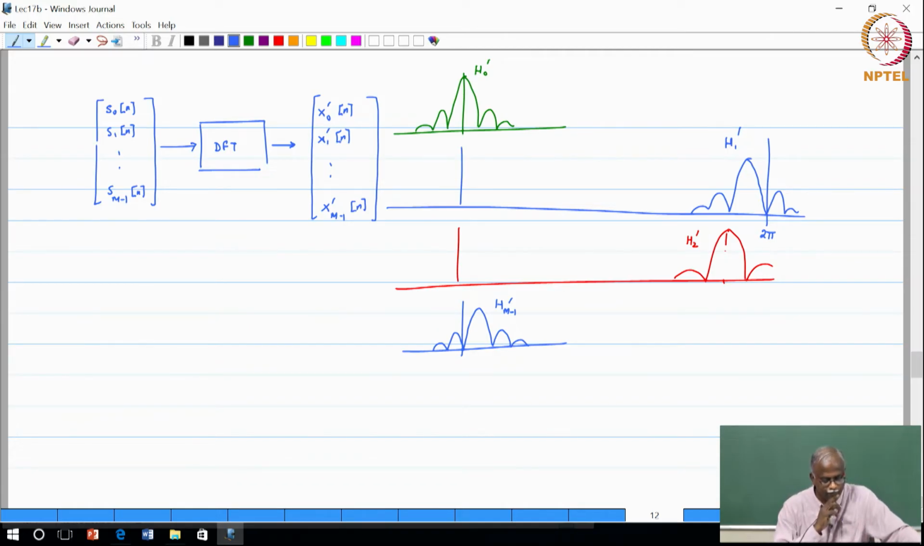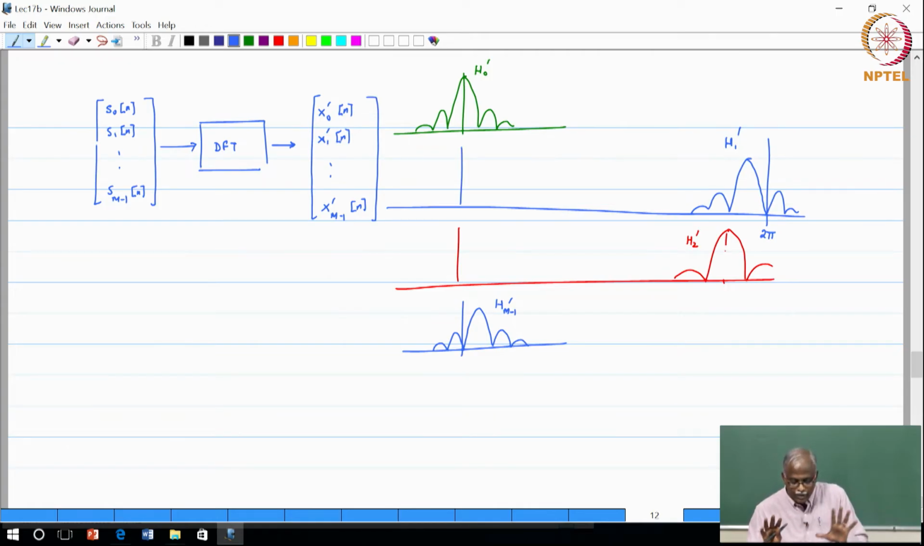Okay. Now, can you give me an interpretation of what happens when you take the DFT of a vector? So, how did you get x naught prime of n? You took the input, passed it through a filter which was basically a comb filter, and then you observed the output, right, and this S naught, S1, Sm minus 1 are all delayed versions. It is basically like the input signal, that is what you have taken.